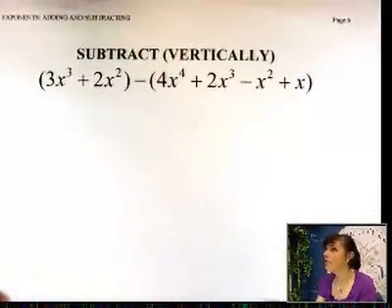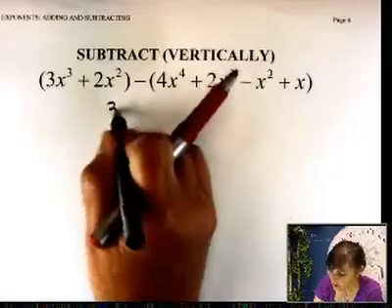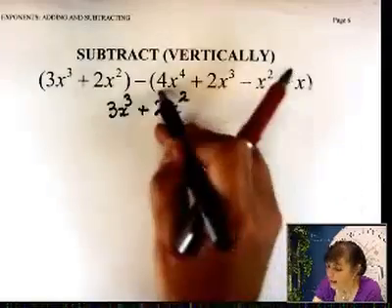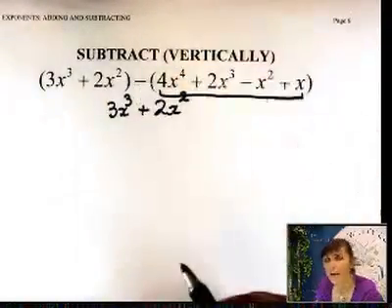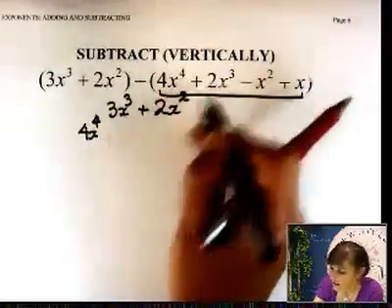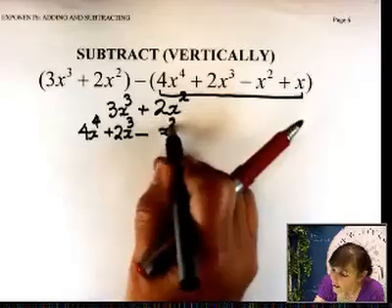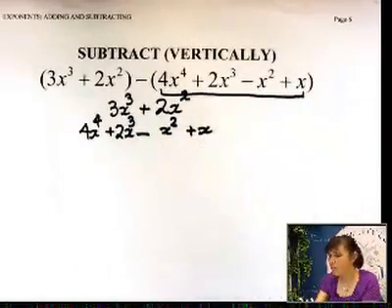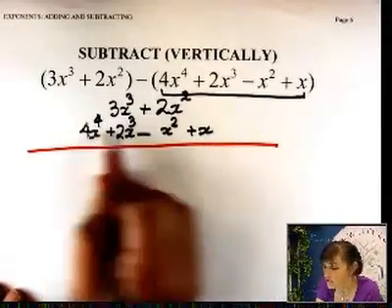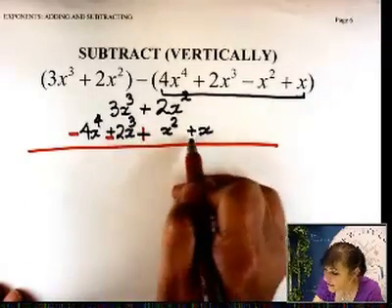Okay, now let's do the same problem vertically. I'm going to match the degrees vertically. So you have 3x cubed plus 2x squared. Now, I'm going to write this first. I'm going to use a trick and then subtract. Watch. I'm going to write the 4x to the fourth power. It has nothing matching. I have plus 2x cubed. Here I have negative x squared, and then I have a plus x. And I'm supposed to subtract, remember? Instead of putting a negative here, I'm going to change the signs of all these guys. Watch, this is negative. This is negative now. This is now positive, and this is negative.